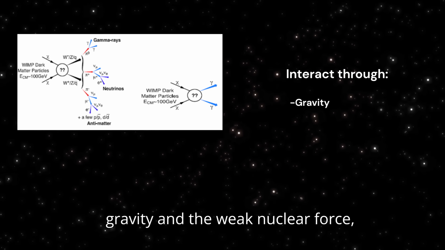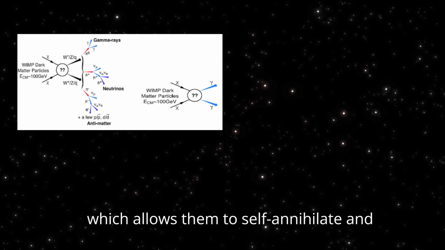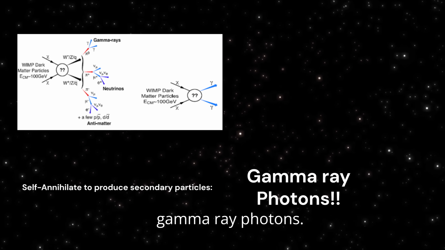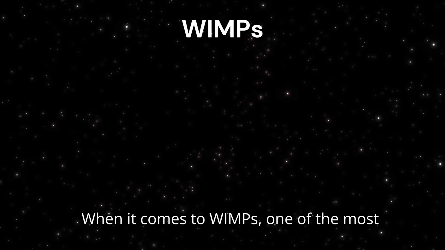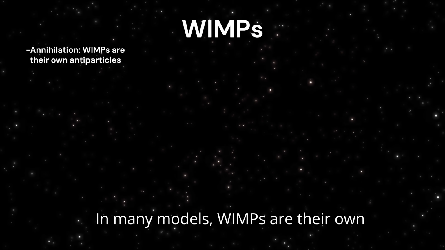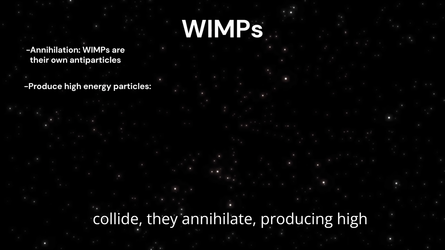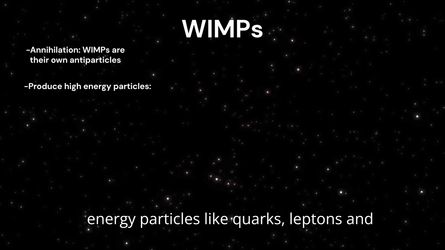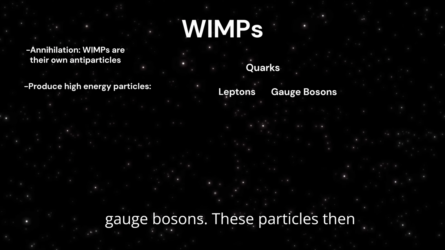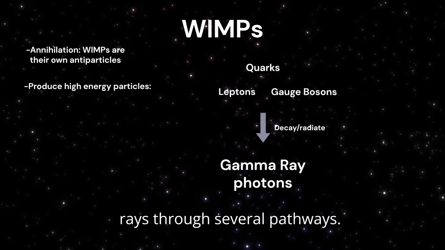WIMPs interact through gravity and the weak nuclear force, which allows them to self-annihilate and produce secondary particles, including gamma-ray photons. When it comes to WIMPs, one of the most promising processes is annihilation. In many models, WIMPs are their own antiparticles, so when two WIMPs collide, they annihilate, producing high-energy particles like quarks, leptons, and gauge bosons. These particles then decay or radiate, generating gamma rays through several pathways.